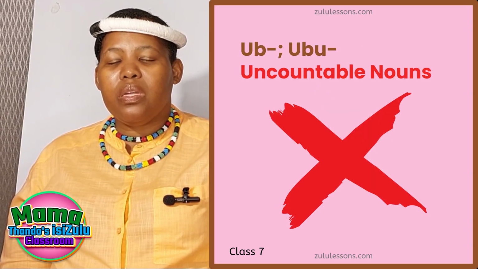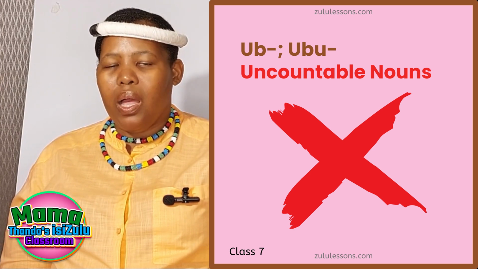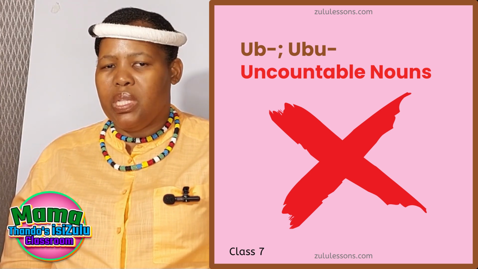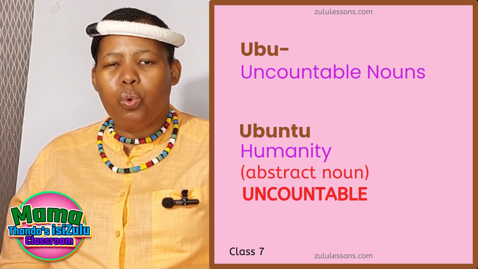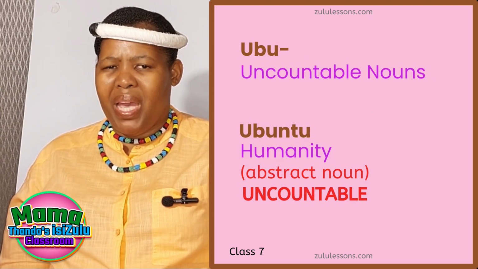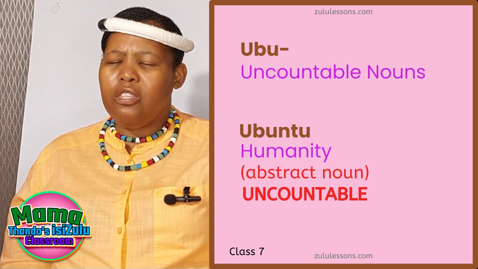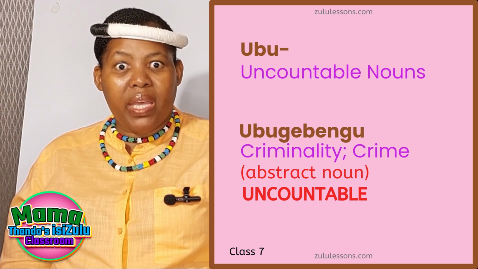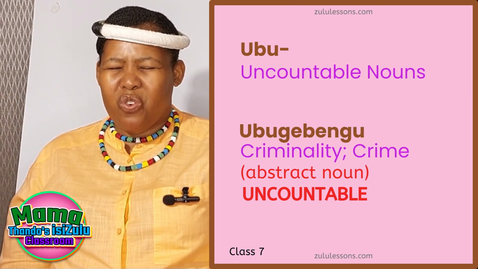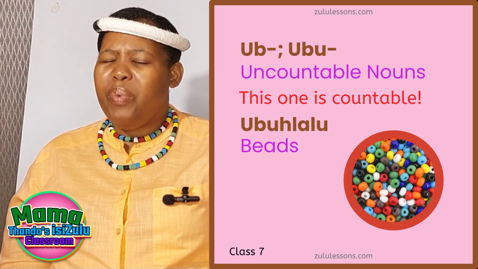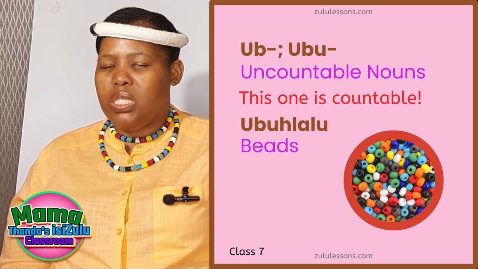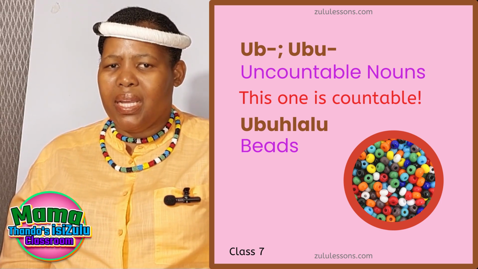Nouns starting with ubu are uncountable nouns. We cannot count Ubuntu, humanity. We cannot count ubugebengu, crime or criminality. But there are a couple of words here and there that we can count.